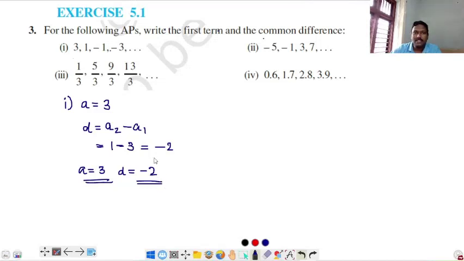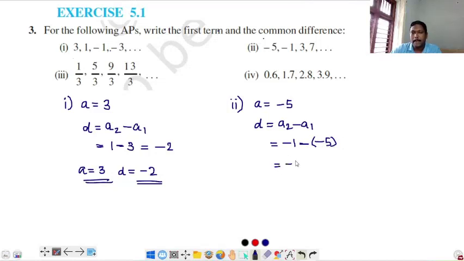We have to find the first term and the common difference. Now let us do the second question. In the second question, the first term A is equal to negative 5. Now we have to find D is equal to A2 minus A1. What is A2 here? A2 is negative 1, minus A1. What is A1? Negative 5. So minus 1 minus negative 5.